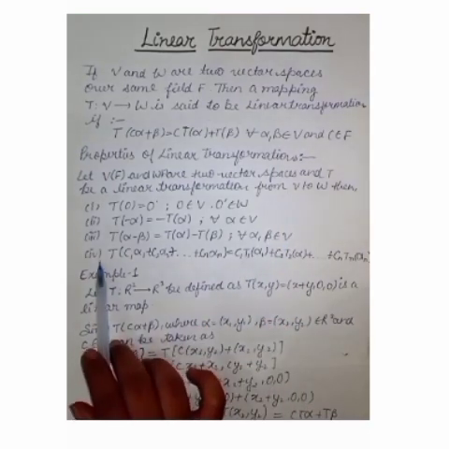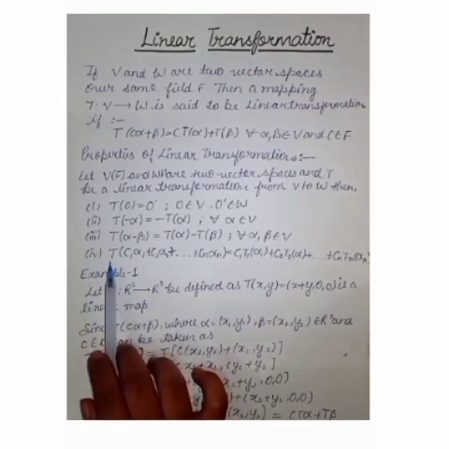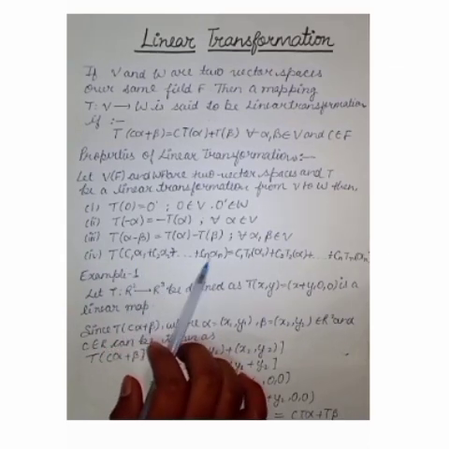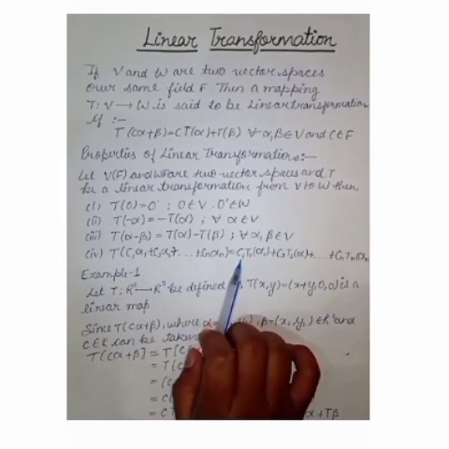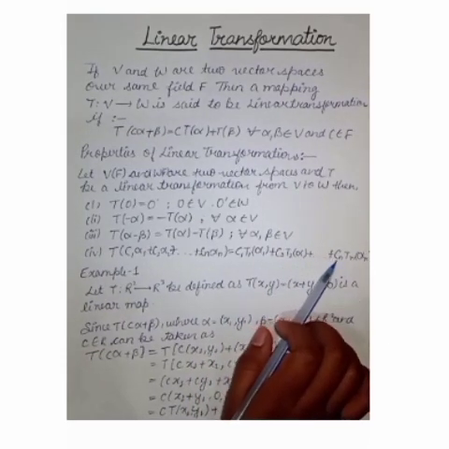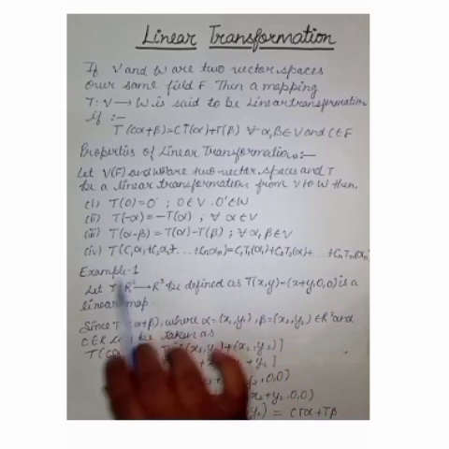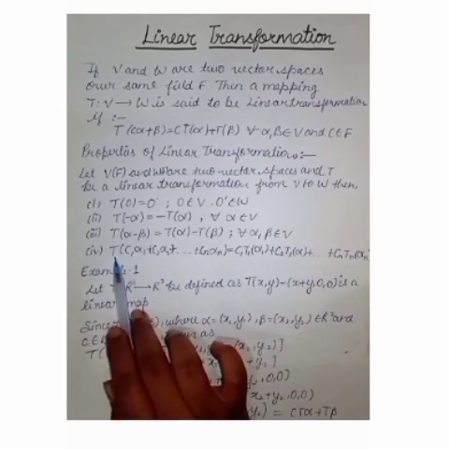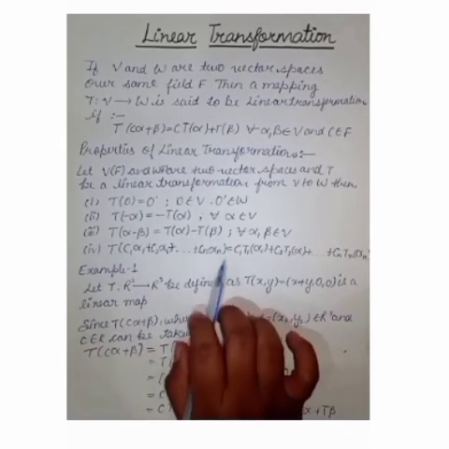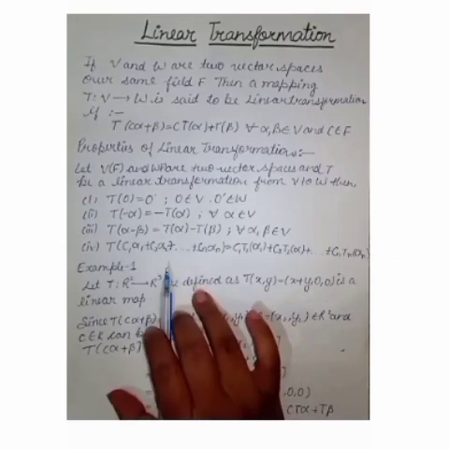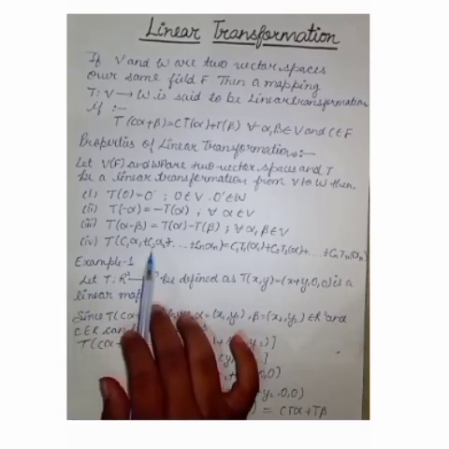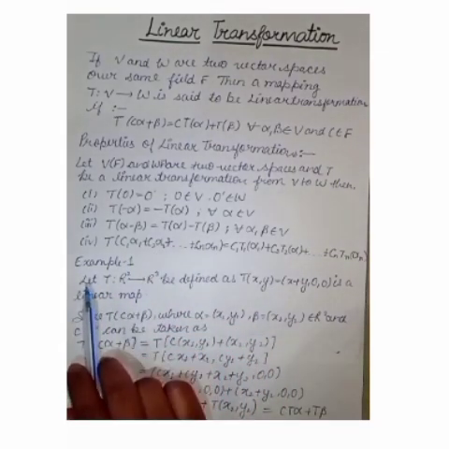Our fourth property is T of C1 alpha 1 plus C2 alpha 2 and so on till Cn alpha n equals C1 T(alpha 1) plus C2 T(alpha 2) and so on till Cn T(alpha n). So from this property we understand that T is distributed to all the terms C1 alpha 1 and so on. Now let's see one example.